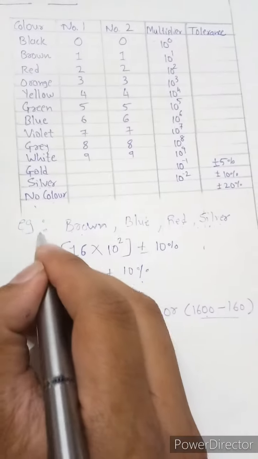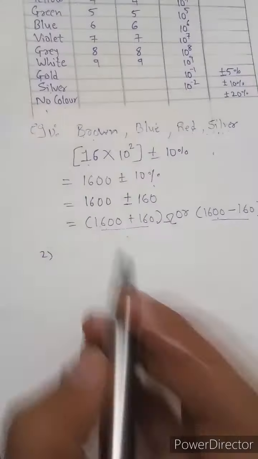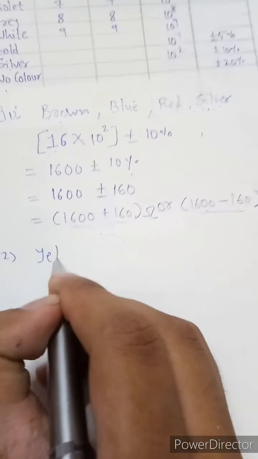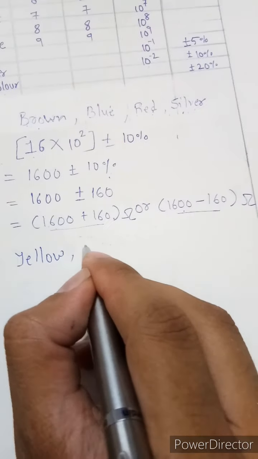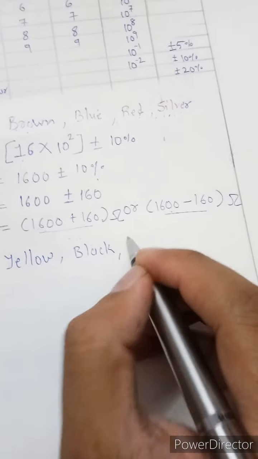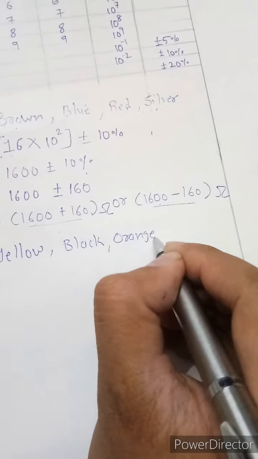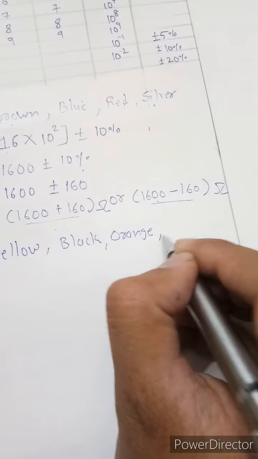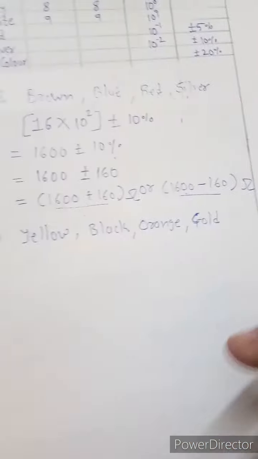Taking another example. Let the first color be yellow, the second color black, the third color orange, and the fourth color gold.